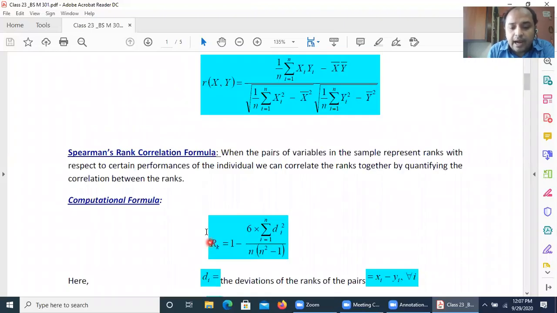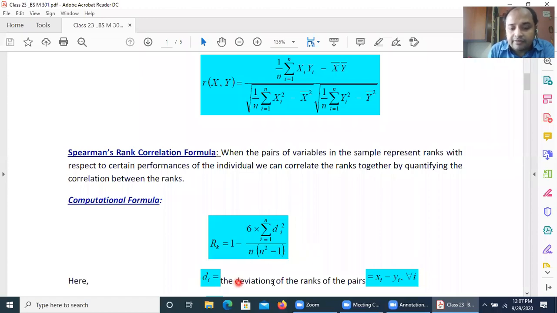It is denoted by Rk. R stands for rank. Rk is equal to 1 minus 6 multiplied by the summation over di square, where i goes from 1 up to n, and this entire thing is divided by n into n square minus 1.